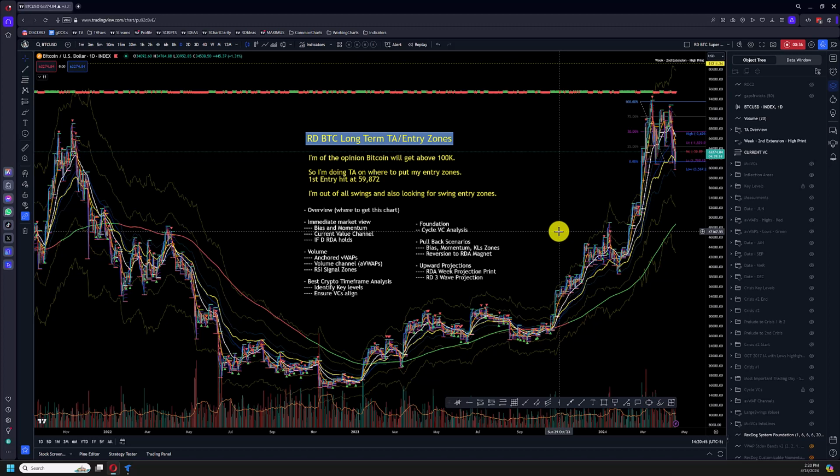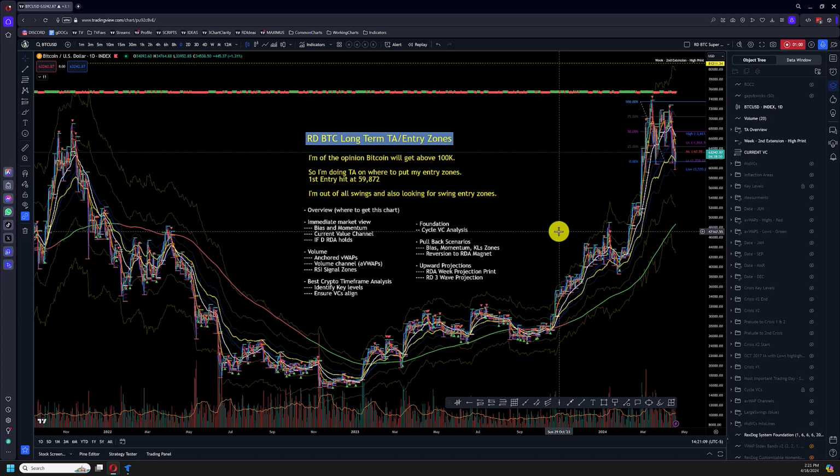I also stack Bitcoin as well for long-term trades. So I'm looking not only for long-term dollar cost averaging into trades here, but also for swing trades. And typically I swing trade anywhere from 17 to 40% on Bitcoin. So it all depends on where I get my entries and what Bitcoin's doing at that time.